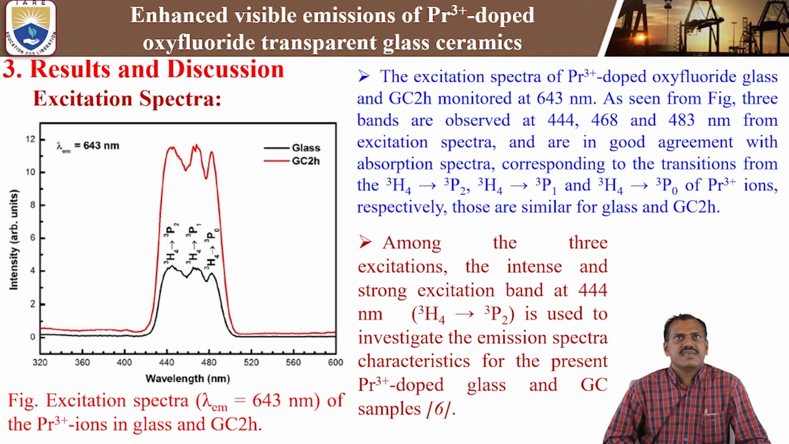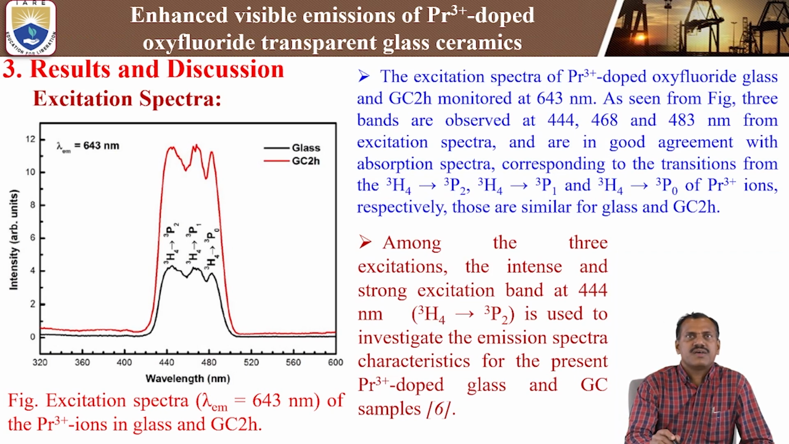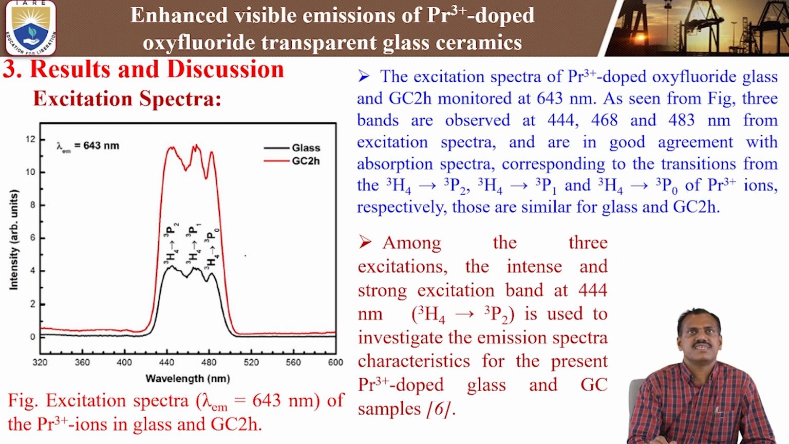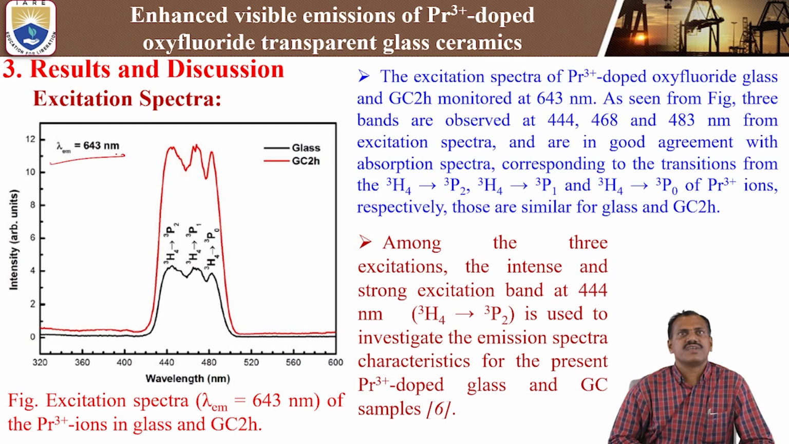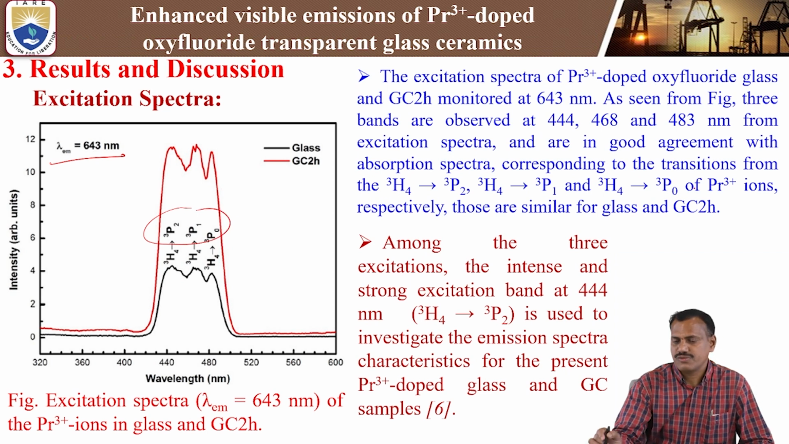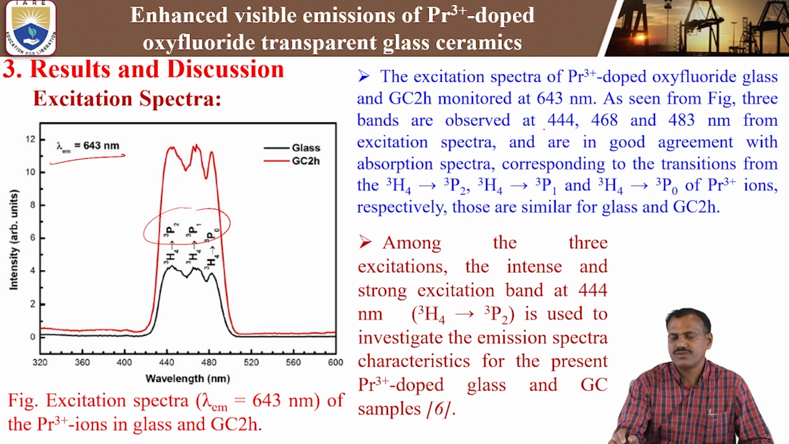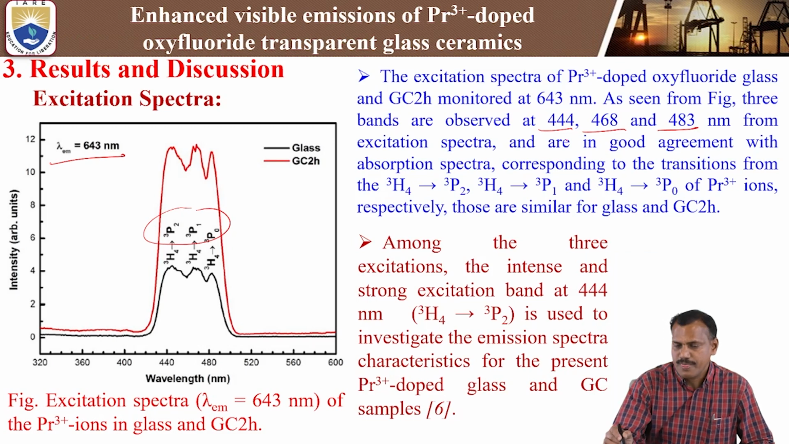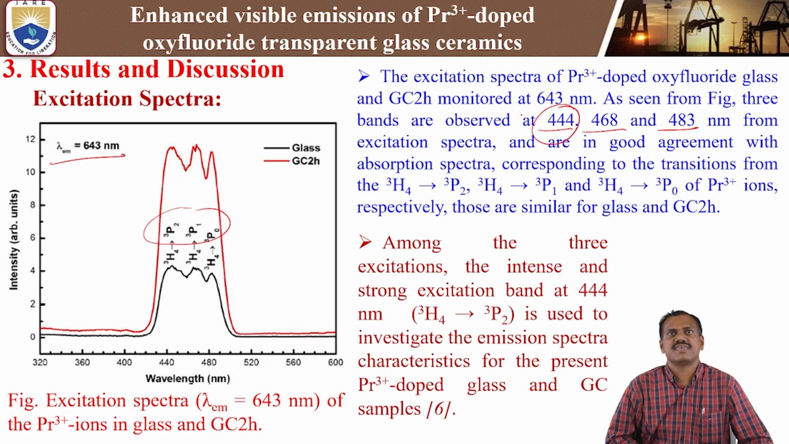Next, coming to the excitation spectra. From the excitation spectra, we are observing transitions from the ground state to different excited states. See here, emission monitoring at 643 nanometers in the case of praseodymium 3+ ions. In this excitation spectra we are getting three excitation bands, from the ground state 3H4 to the excited states 3P2, 3P1 and 3P0. In particular, we are observing the wavelengths 444, 468 and 480. Among the three excitation bands, the most intense one is at 444 nanometers.